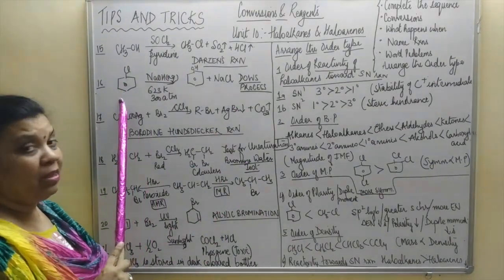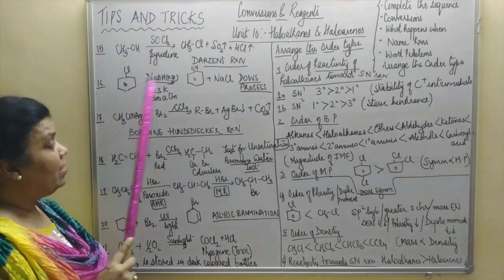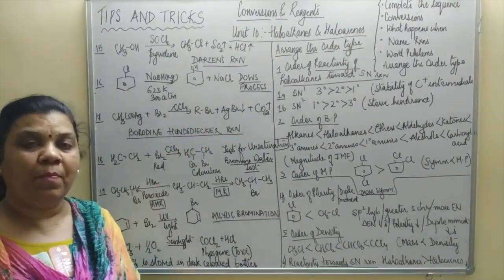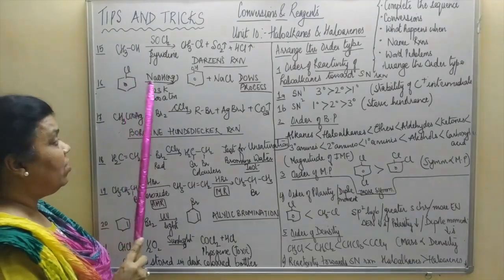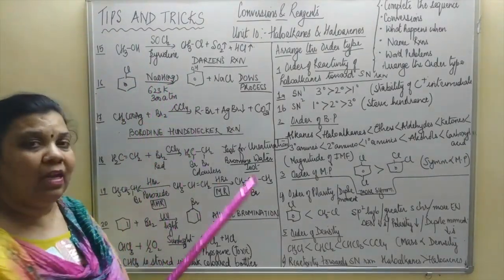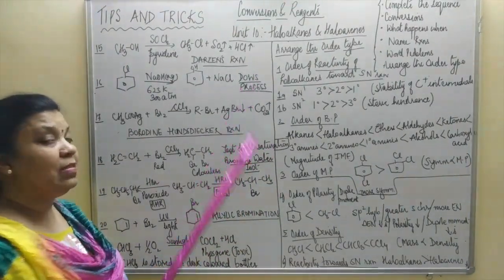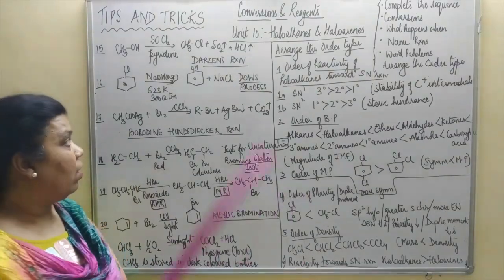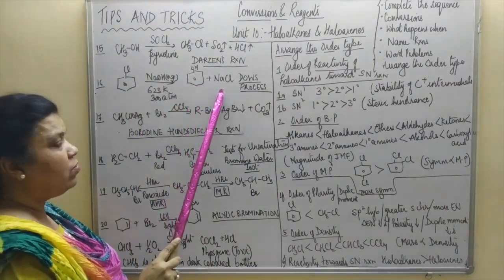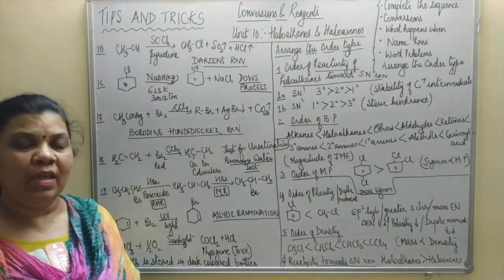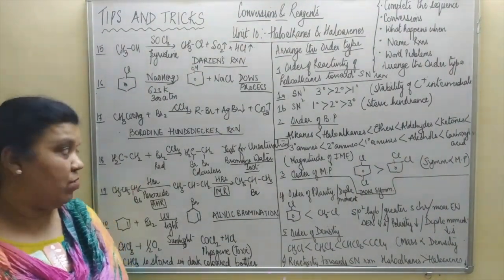Next is a commercial method to convert chlorobenzene to phenol. It's a commercial or industrial method to prepare phenol. So chlorobenzene, when treated with aqueous NaOH at temperature 623 Kelvin and 300 atm, the name of the process is Dow's process. We can convert chlorobenzene to phenol. So chlorobenzene to phenol by Dow's process, reaction with aqueous NaOH, 623 Kelvin and high pressure.